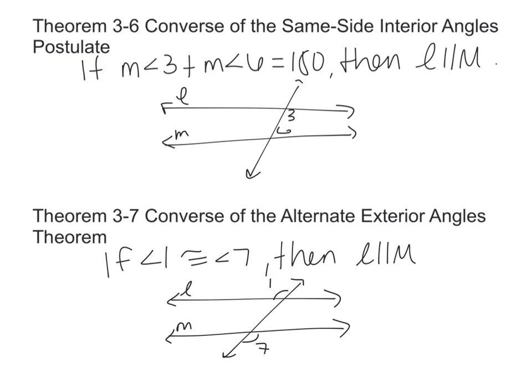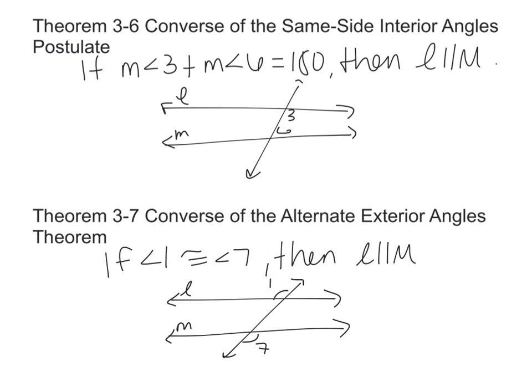Okay, the third theorem, 3-6, is the converse of the same side interior angles postulate. This one says that if two lines and a transversal form same side interior angles that are supplementary, then the two lines are parallel. So if the measure of angle 3 plus the measure of angle 6 is equal to 180, then L is parallel to M.